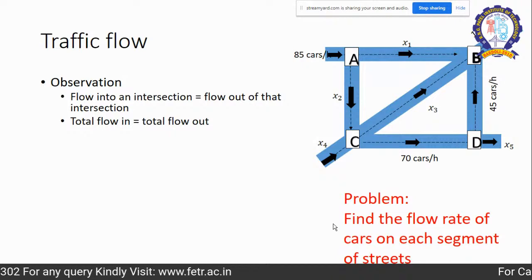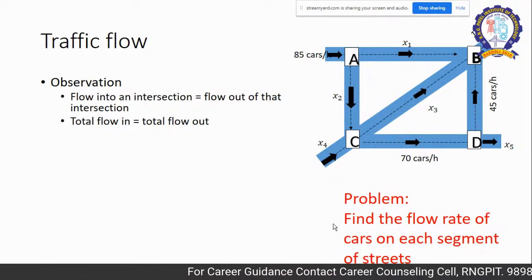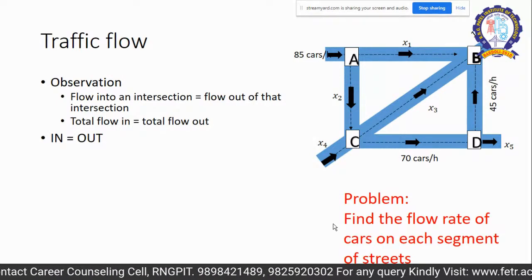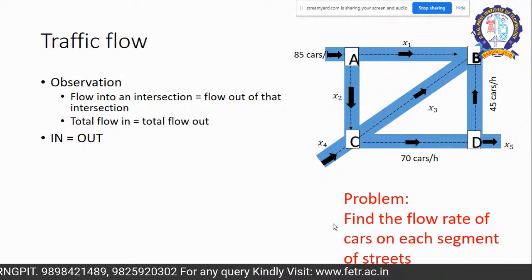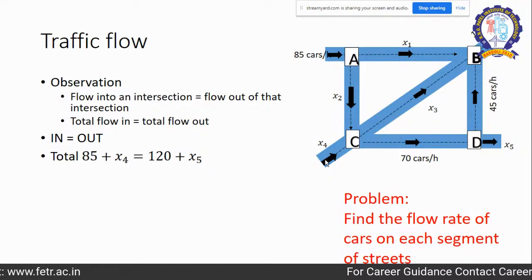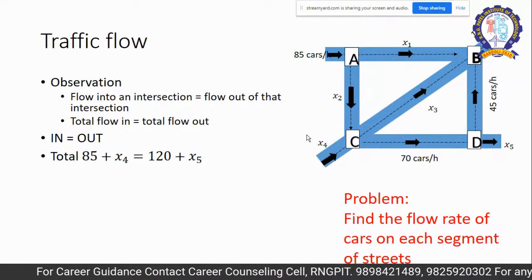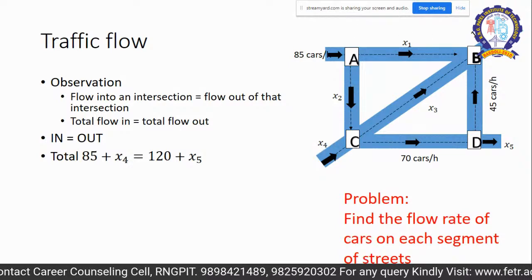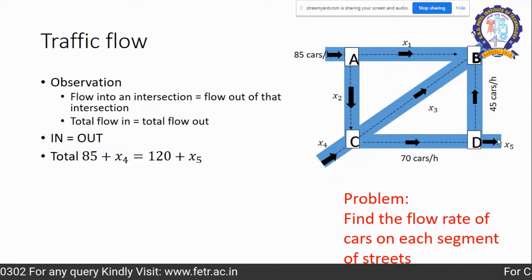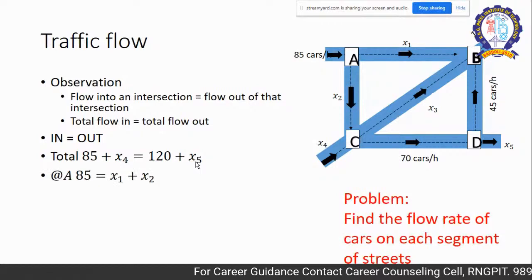Here there are two points at which cars enter the system, and two points at which cars leave the system. So we go with in and out. In, there are two points: one is 85 cars entering the system, and for the other, no information is given, so we consider x4 cars entering the system. Similarly, 120 cars leave the system, and x5 cars leave the system. So this becomes 85 plus x4 is equal to 120 plus x5.